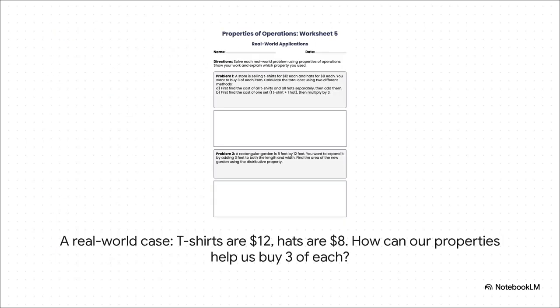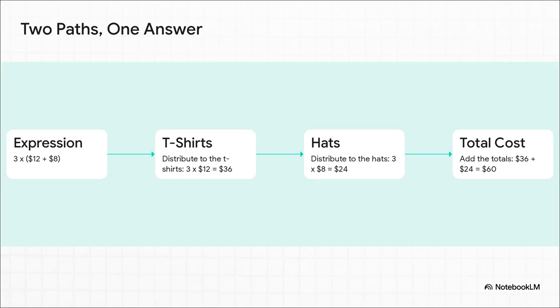Okay, now for a real case file. A store sells t-shirts for $12 and hats for $8, and you need to buy 3 of each for you and your friends. How can our secret rules help us calculate the total cost in a really smart way? Well, let's see how the distributive property gives us a super clear path. We can write the problem as 3 times the cost of one whole set, which is 12 plus 8.